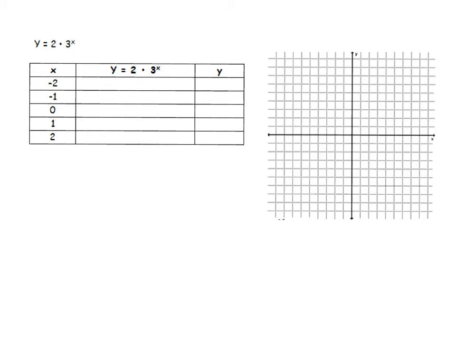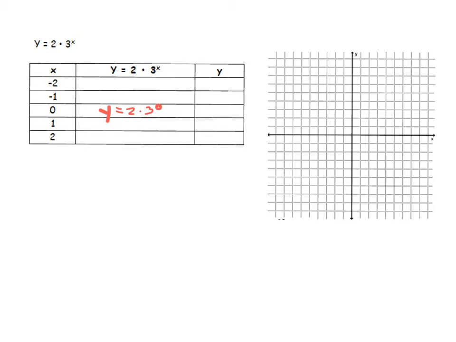So to avoid that confusion at the beginning with these negative values for x, I'm actually going to start with 0 right here, go down, and then we'll come back to this one. So the first thing we're going to do is put a 0 in for x. So y equals 2 times 3 raised to the 0 power. Now again, following the order of operations, we need to do the exponent before we multiply. So be careful of that.